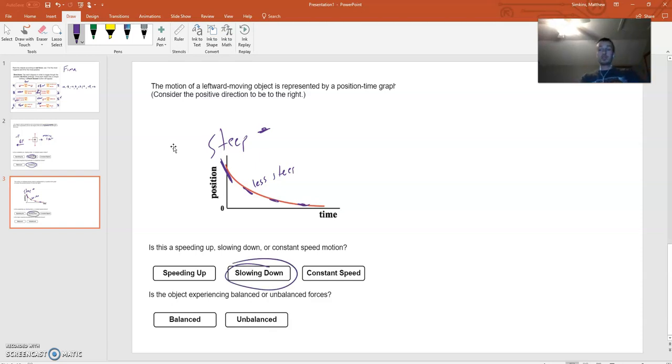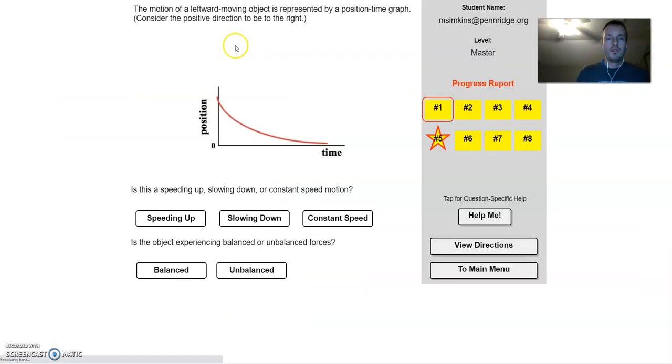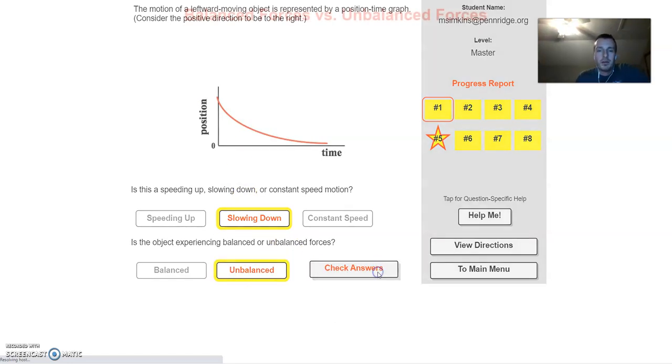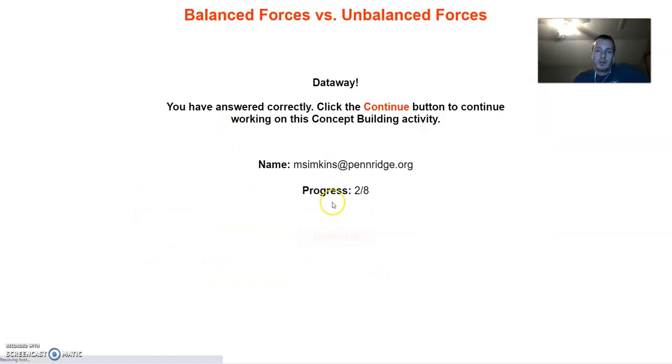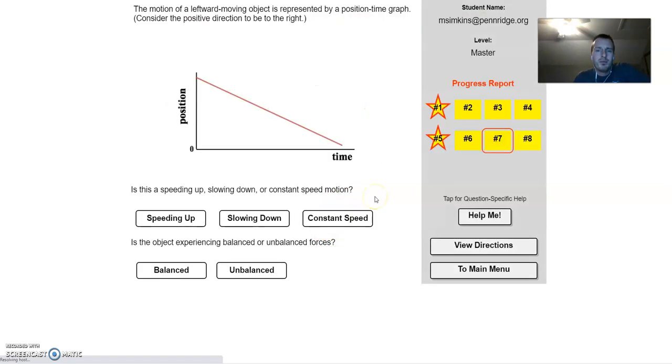And if you are slowing down, if the graph is curvy, that's because you are accelerating. And that means if you are accelerating, you must have unbalanced forces, because unbalanced forces cause an object to accelerate. So you're slowing down and you are experiencing unbalanced forces, and we cop another star for that one. Pretty nice. Is there a different type of problem?